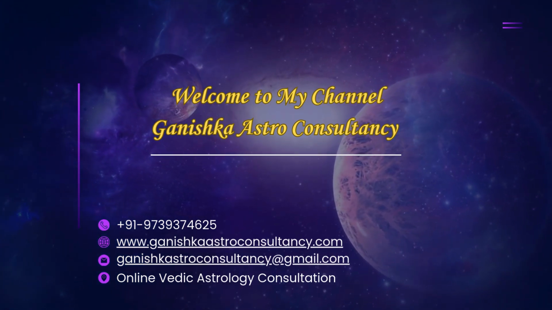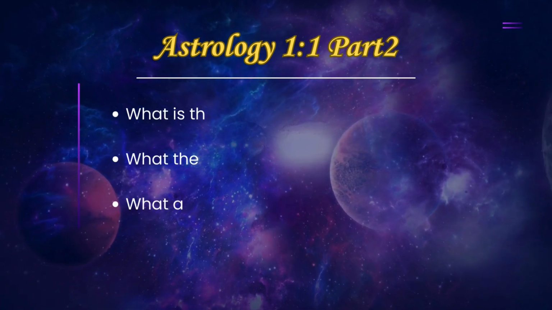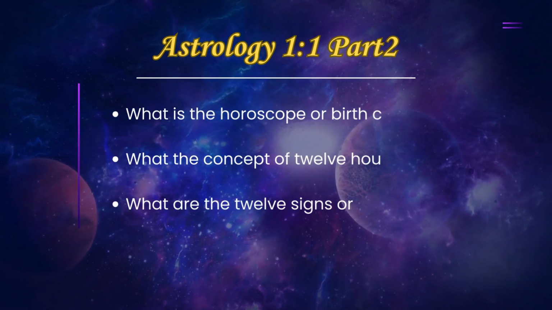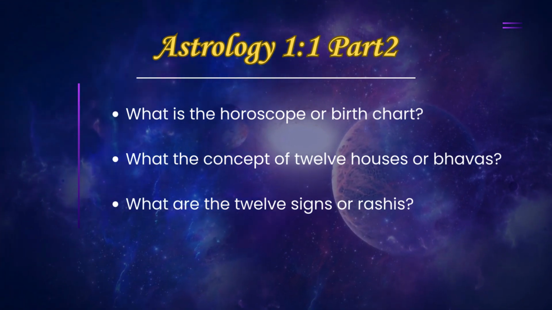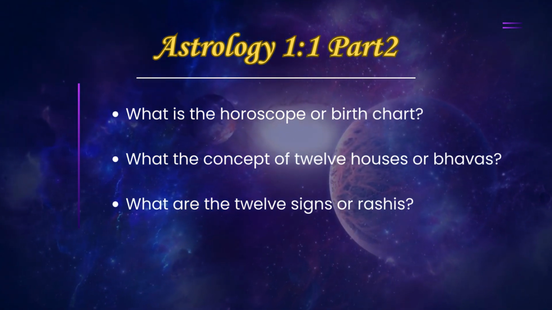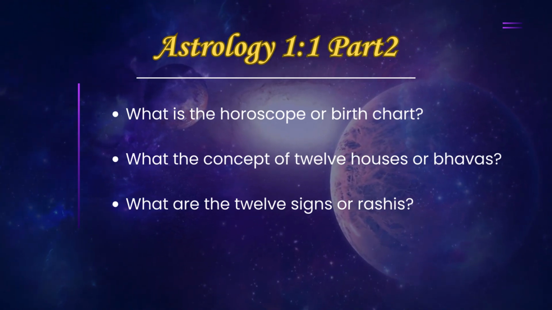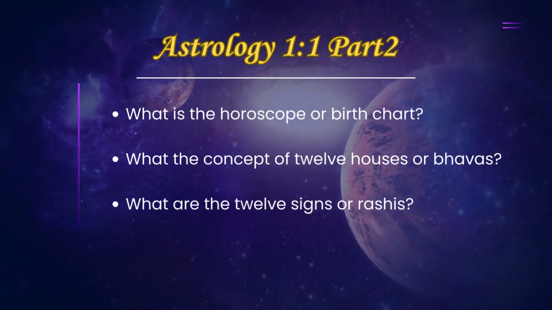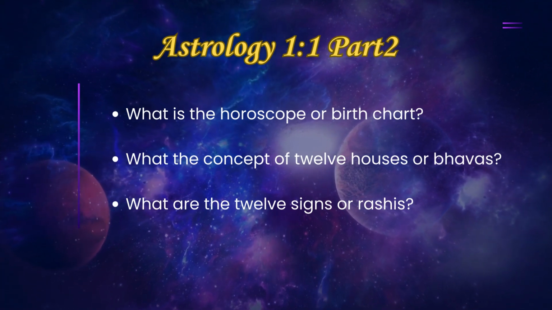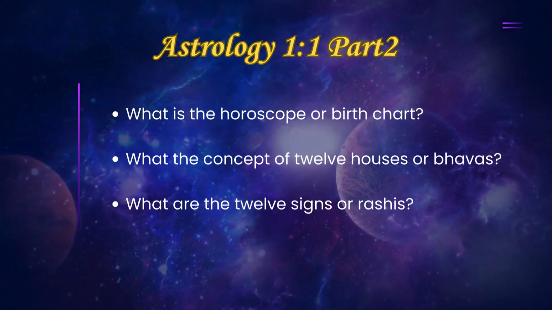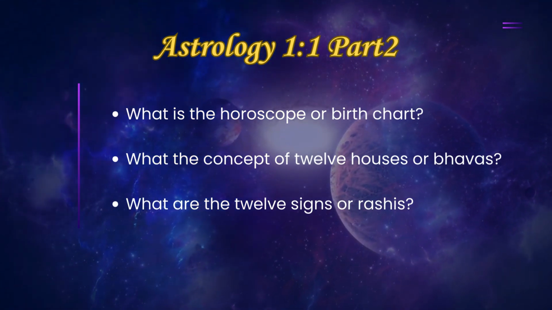So in today's video, we will cover what is a horoscope, or what we call Janma Kundli or birth chart. What is this birth chart all about? What are the 12 rashis or 12 signs, and what is the concept of houses or bhavas? Step by step, we will cover all of this in today's video. So let us get started with the basic understanding of what a horoscope is all about.